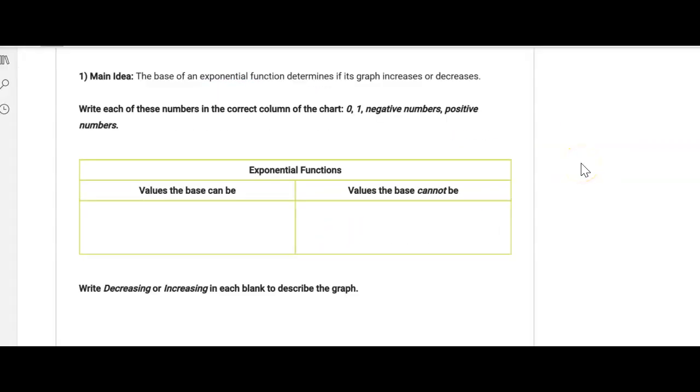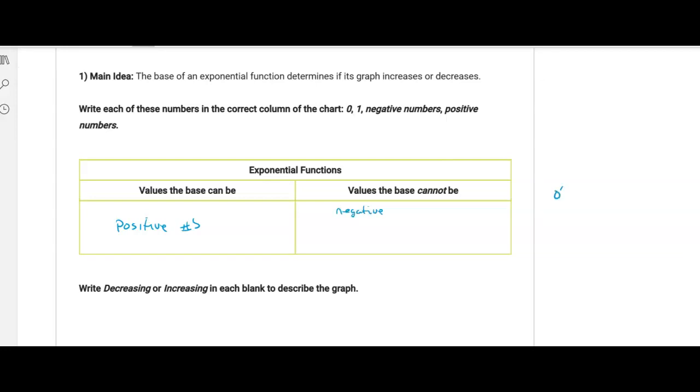Okay, so real quick here, back to the study guide you printed out. The main idea: the base of an exponential function determines if the graph increases or decreases. So in an exponential function, the values of the base can be what type of numbers? They always have to be positive numbers, or numbers greater than 0. What values can it not be? It can't be negative.